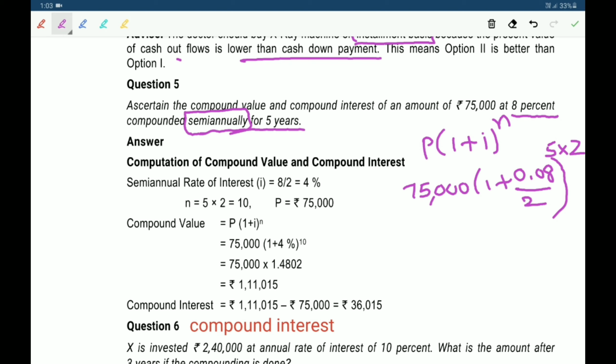So 75,000 principal amount into 1 plus 0.08, we can write it as 8% also, 8 by 100, by 2, whole power 5 into 2. Now we can get the compound value, 1,11,015 rupees. Now asking compound interest, that's why compound value minus principal amount, we can get compound interest.